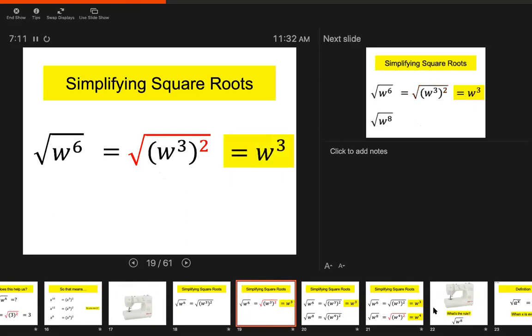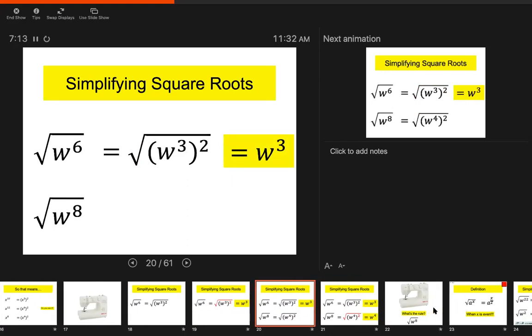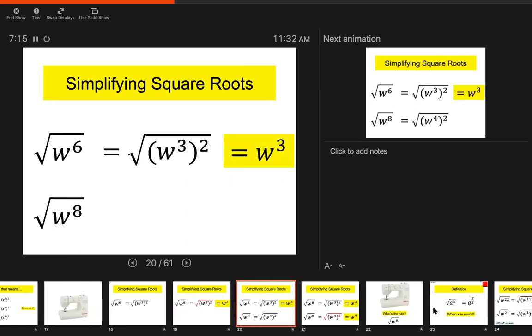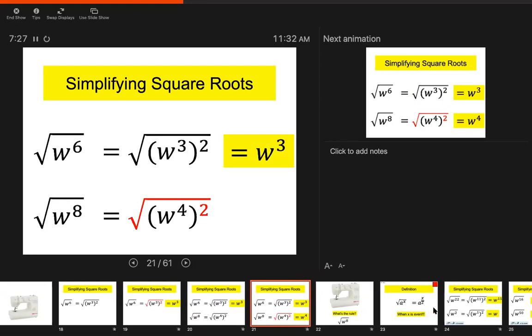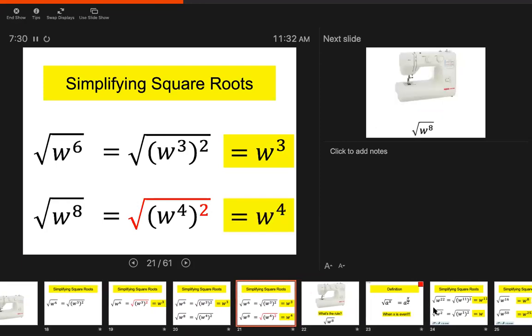See how that worked? Let's do another one. If you want to do w to the 8th power, you write w to the 8th as some variable squared in this case. Well, that would be w to the 4th to the 2nd power. 4 times 2 is 8. And since squaring and square rooting cancel each other, we're left with w to the 4th. Take a look at what we started with in white and what we finished with in yellow.